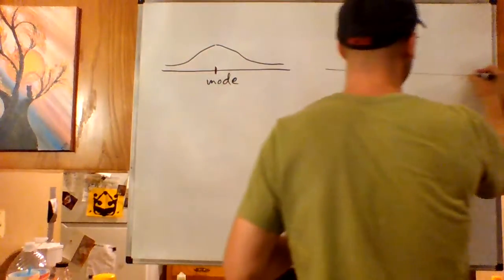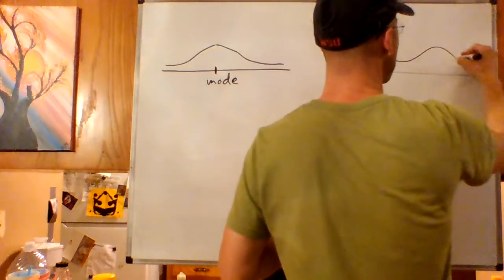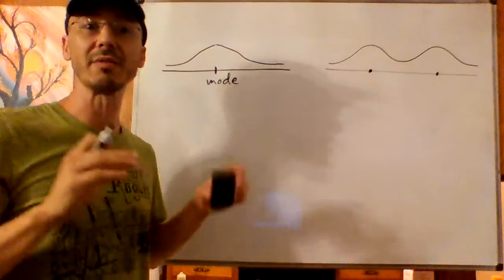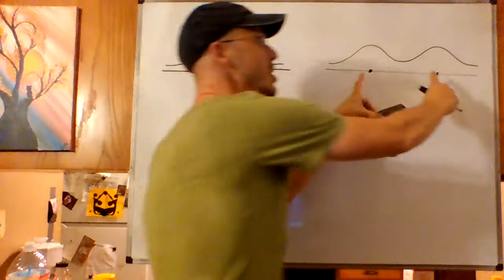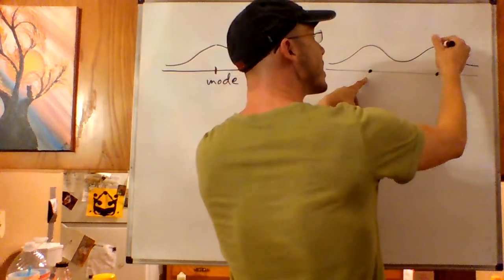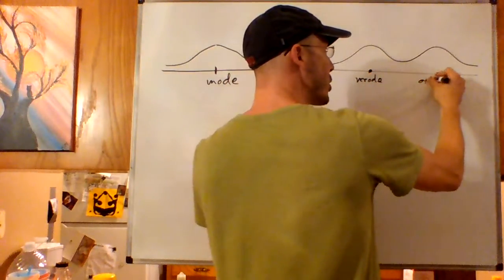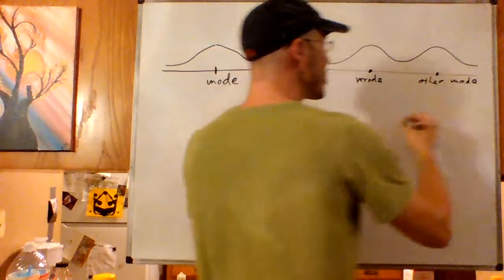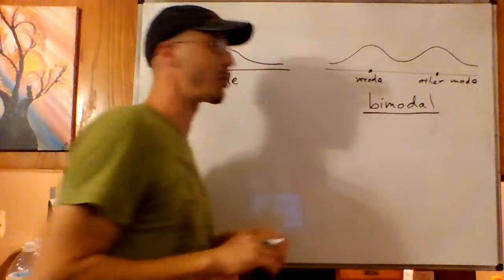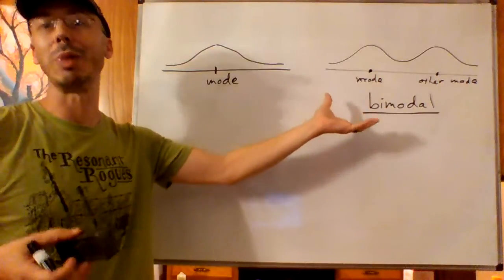Now, just for completeness, some distributions have two places that both have the same high value. It's not the same data value, but the same frequency for both of these data values. This is the mode, and this is the other mode. They're both modes. This is called bimodal. And that's the word I wanted to introduce. If there's more than one mode, it's called bimodal.